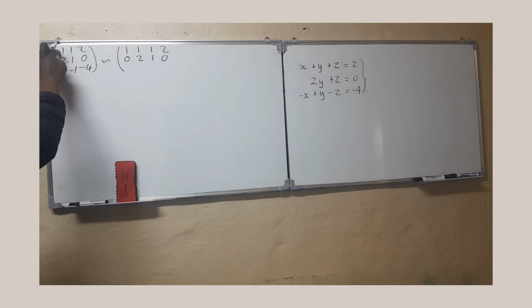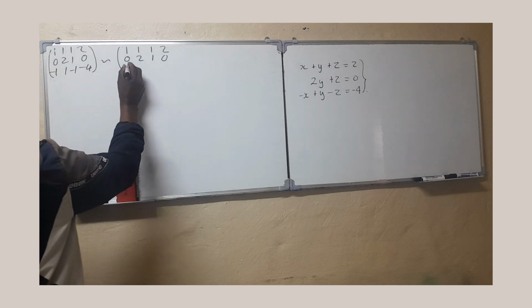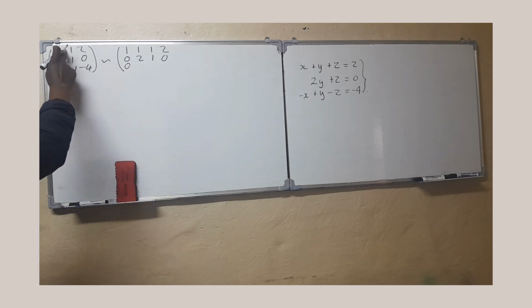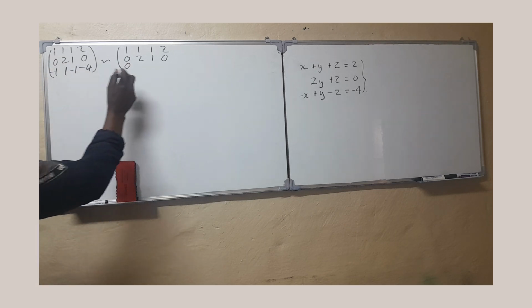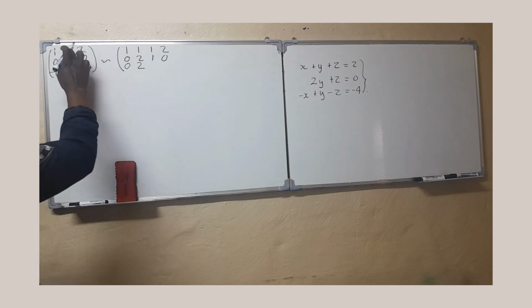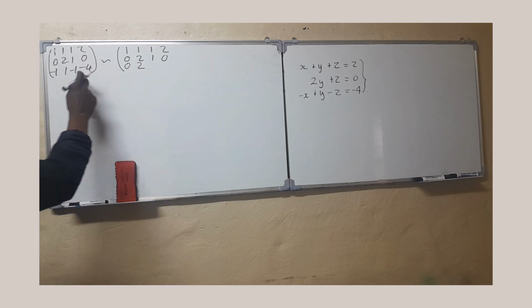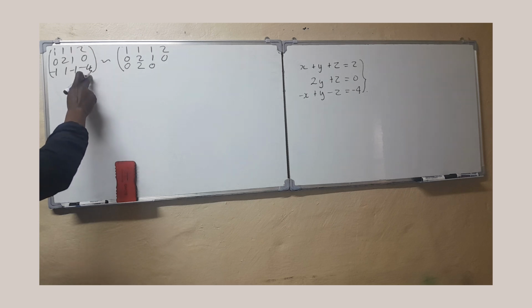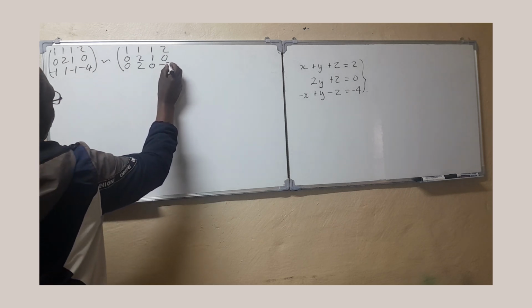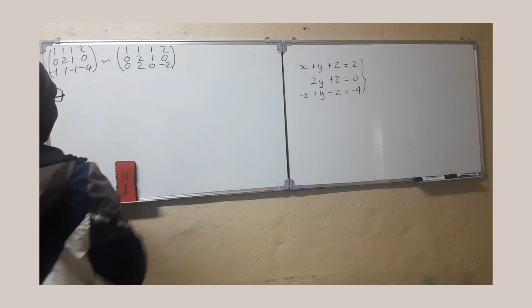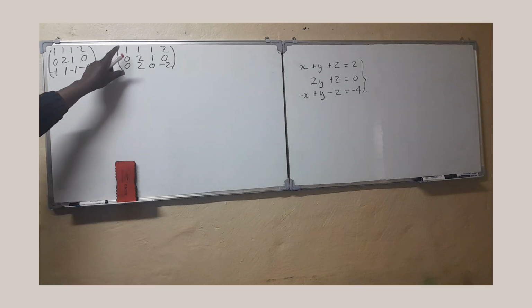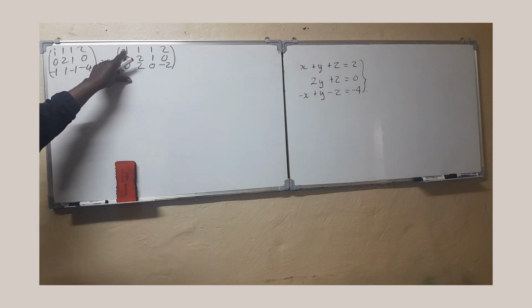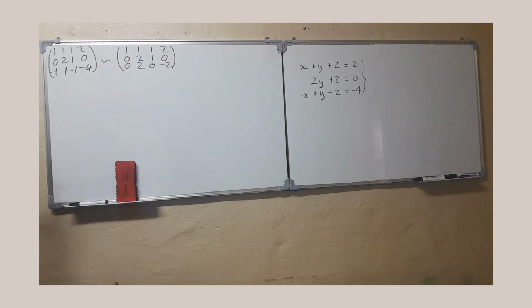So 1 plus -1 gives us a 0. 1 plus 1 gives us a 2. 1 plus -1 gives us a 0. 2 plus a -4 gives us a -2. Okay? So, with the leading one in the first row, we are done.